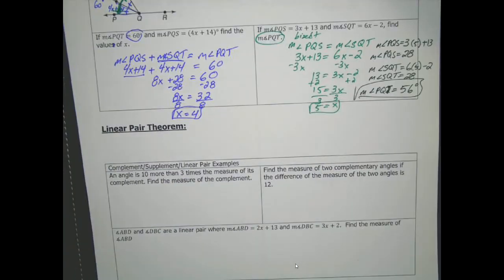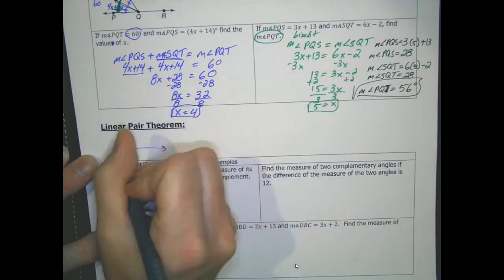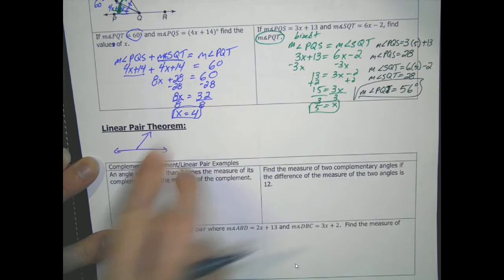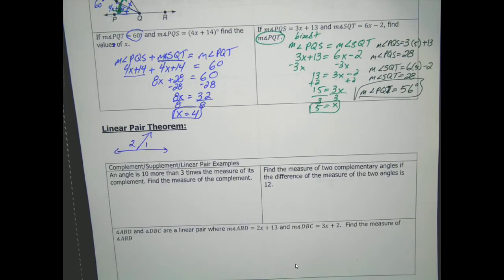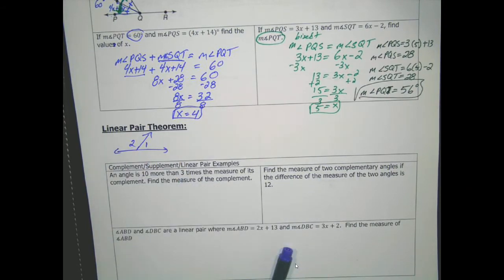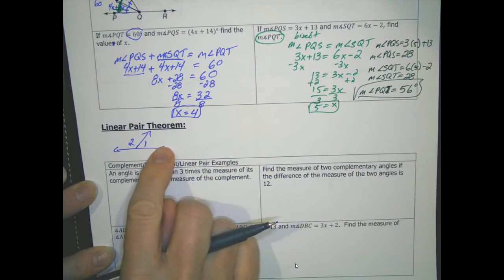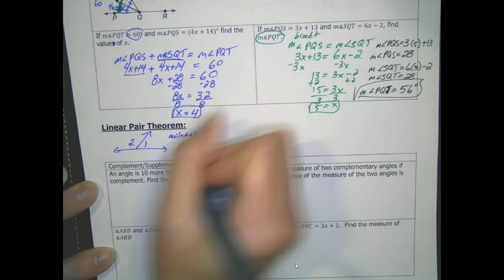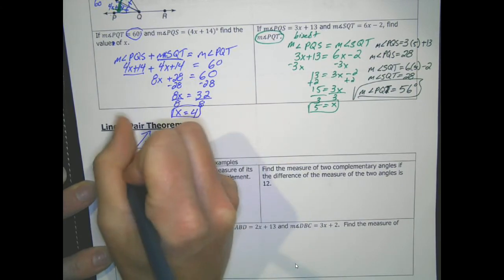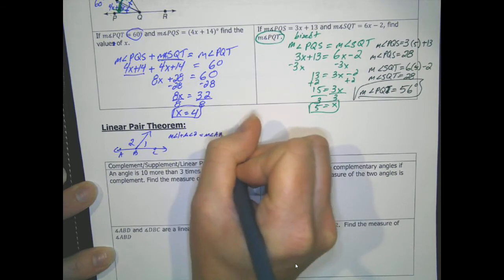Linear pair theorem. So the last thing for today is linear pair theorem. You guys have kind of said this already. Basically, a linear pair is two angles on a straight line, angle 1 and angle 2. This is a theorem because it has to be proven to be true. So I know that part plus part is equal to whole. Okay, so I know that the measure of angle 1 plus the measure of angle 2, and we'll call this ABC, is equal to the measure of angle ABC.